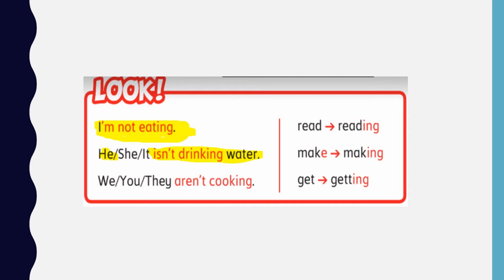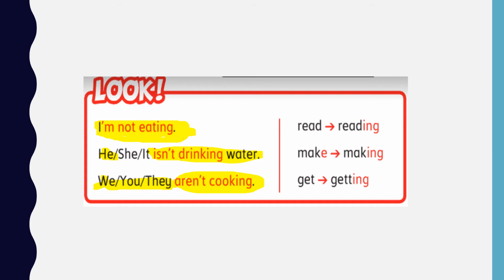Depends on the pronoun. And we have here we or you or they. If we are using we or they or you, we will say we aren't cooking. نحن لا نطبخ الآن. We aren't أو نعد الطعام. We aren't cooking or you aren't cooking or they aren't cooking. Okay. So here we have the present progressive in the negative way.